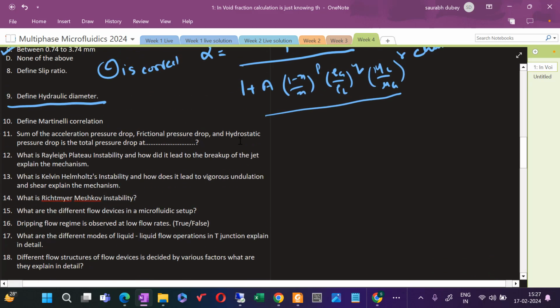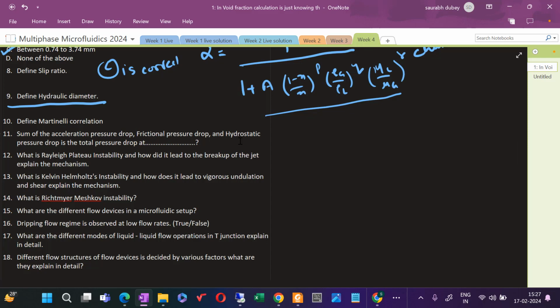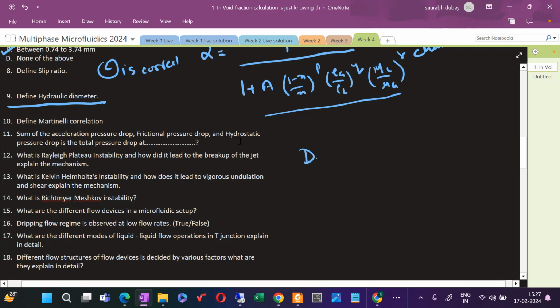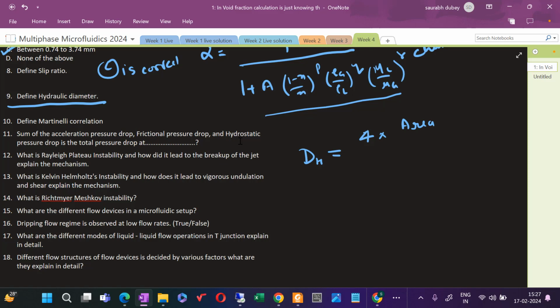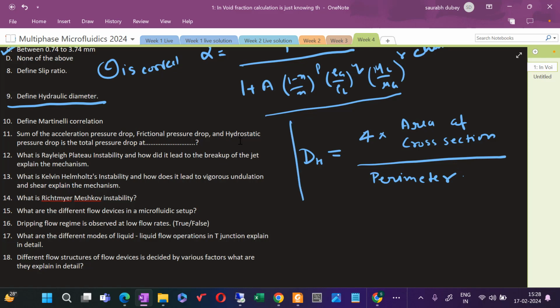Hydraulic diameter is basically the diameter which is calculated based on the area to perimeter ratio. This is a bit generalized one, and it actually averages over the same. So if I tell you, hydraulic diameter DH equals what? 4 times the area of cross section, or whatever you are going to calculate, divided by the perimeter. So we will be solving some questions over this in upcoming questions.